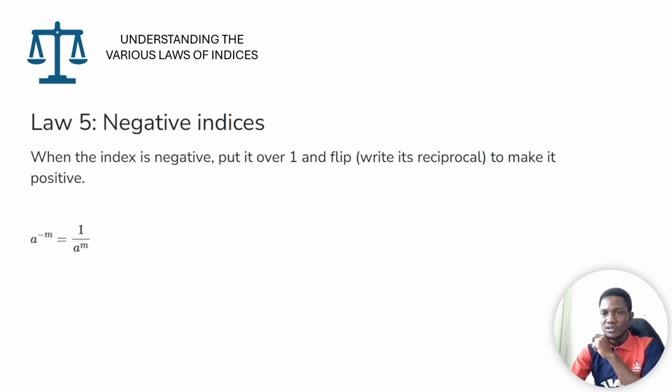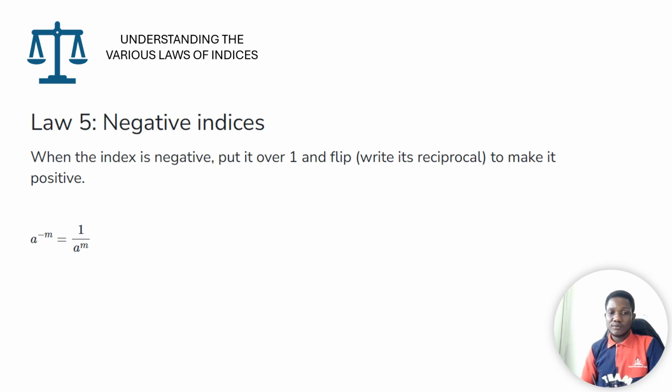Alright, let's go to the fifth law. The fifth law is known as the negative indices. When the index is negative, put it over 1 and flip to make it positive. So whenever you see a base number to the power of a negative index, all you need to do is what we call reciprocation. a to the power of negative m will be equal to 1 over a to the power of m.